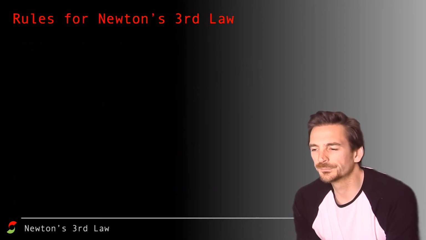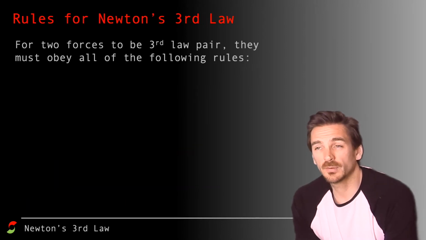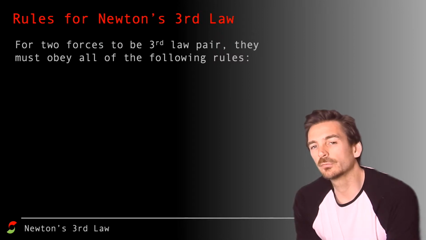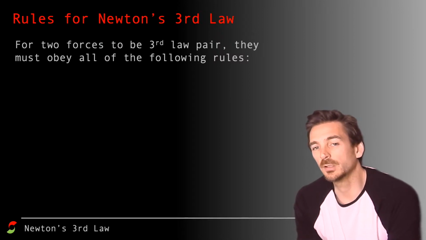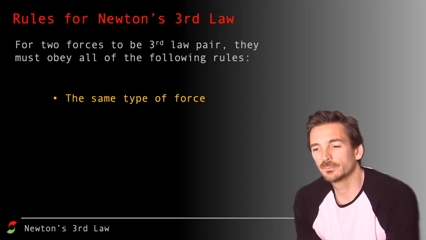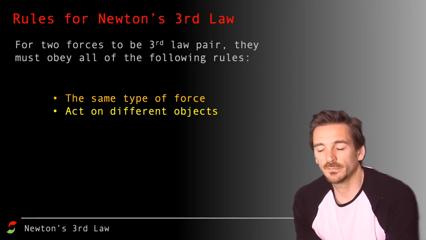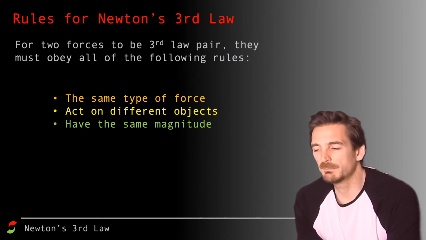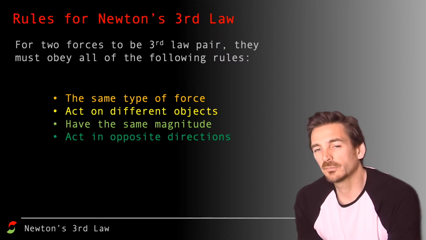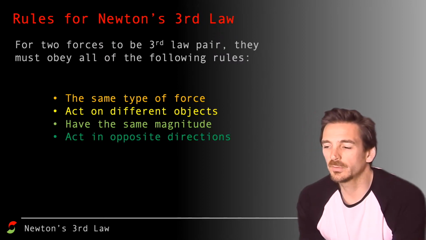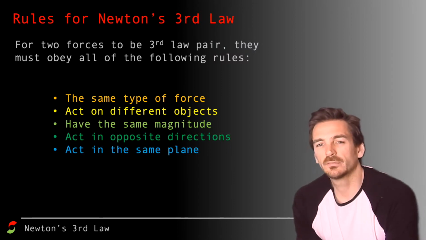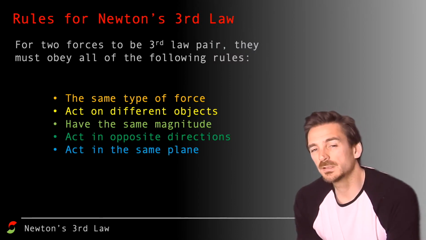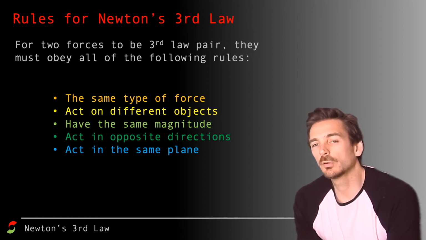There are rules, and they must obey all of these rules if two forces are going to be Newton's third law pairs. So they must be the same type of force. They must act on different objects. They must have the same magnitude. They must act in the opposite directions to each other, and they must act in the same plane. And if they disobey one of these rules, then they cannot be Newton's third law pairs of forces.